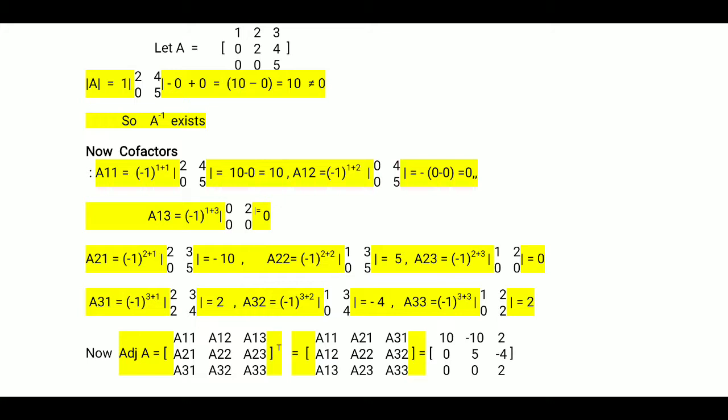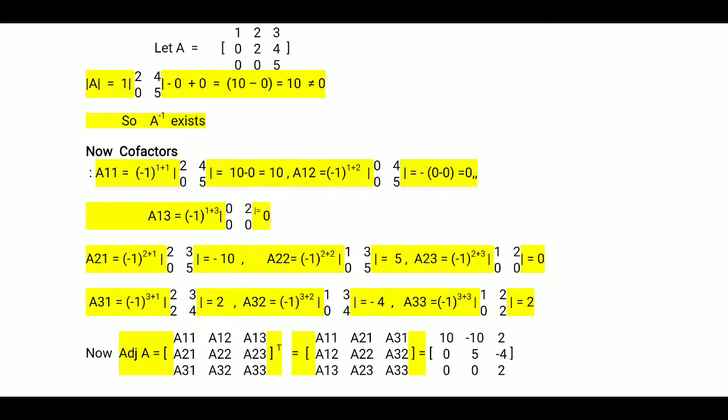And similarly A12 is minus 1 power 1 plus 2 and the determinant obtained leaving this row and this column. So we get 0405 and cross multiplying the result will be 0. 5 into 0 minus 0 into 4, 5 into 0 is 0 and minus 0 into 4 is again 0. Here the minus sign is from that, but minus 0 is again 0. A13 is minus 1 power 1 plus 3 and leaving the first row and third column we get a small determinant 0200, and if we calculate this we get again 0.